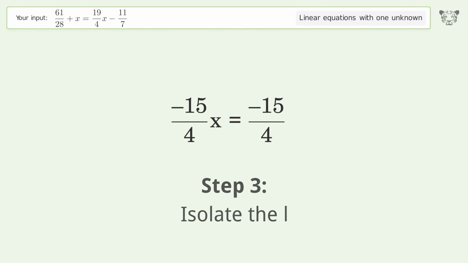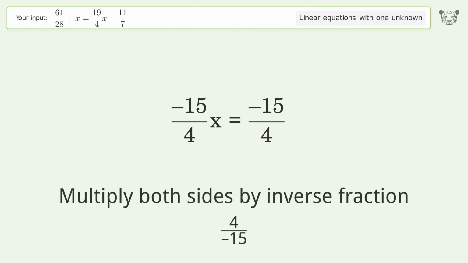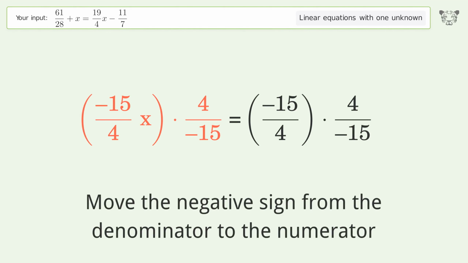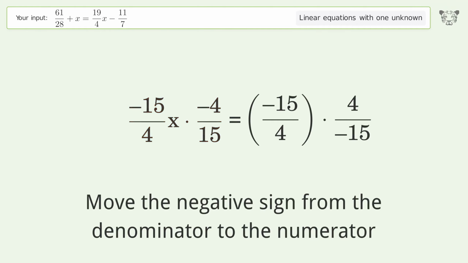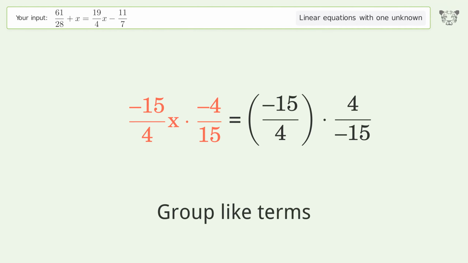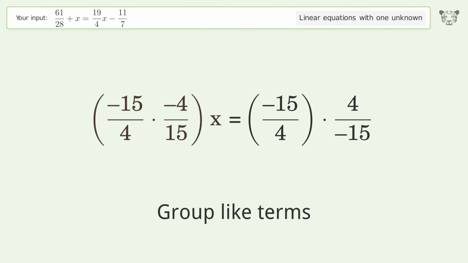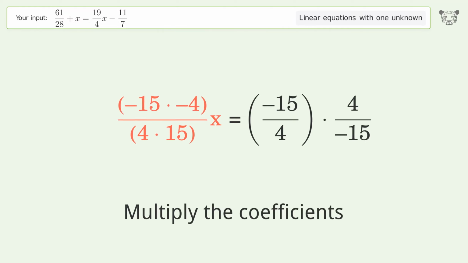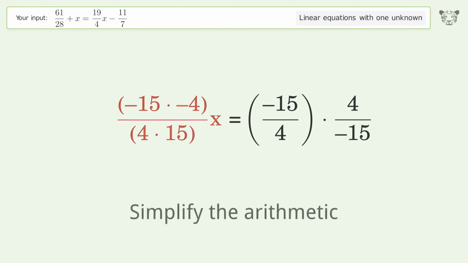Isolate the x. Multiply both sides by inverse fraction 4 over negative 15. Move the negative sign from the denominator to the numerator. Group like terms. Multiply the coefficients. Simplify the arithmetic.